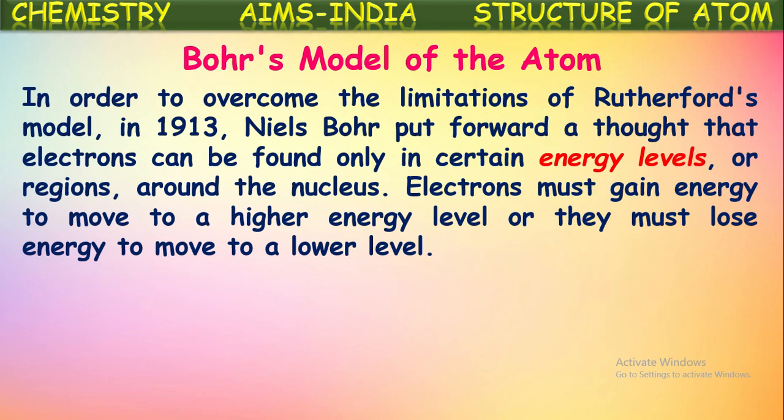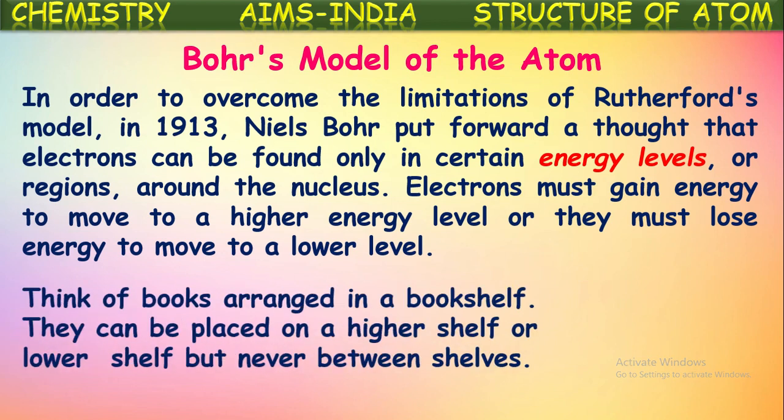Electrons must gain energy to move to a higher energy level, or they must lose energy to move to a lower energy level. Unless they gain or lose energy, they remain in the same energy level and continuously revolve around the nucleus in the same shell or energy level.